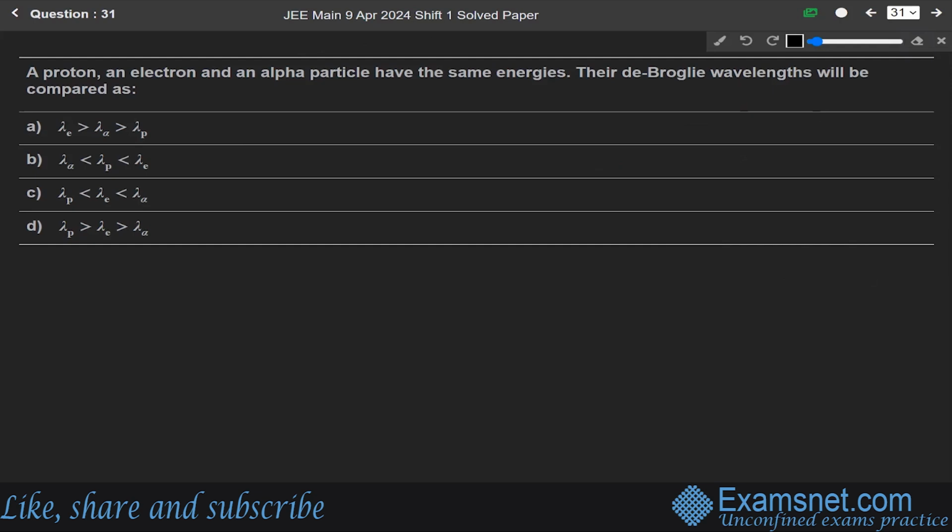It says that a proton, an electron and an alpha particle have the same energies. Their de Broglie wavelengths will be compared as. Okay, so first of all, champs, this question is from the chapter of modern physics. We have to find the de Broglie wavelength of these proton, electron and an alpha particle.